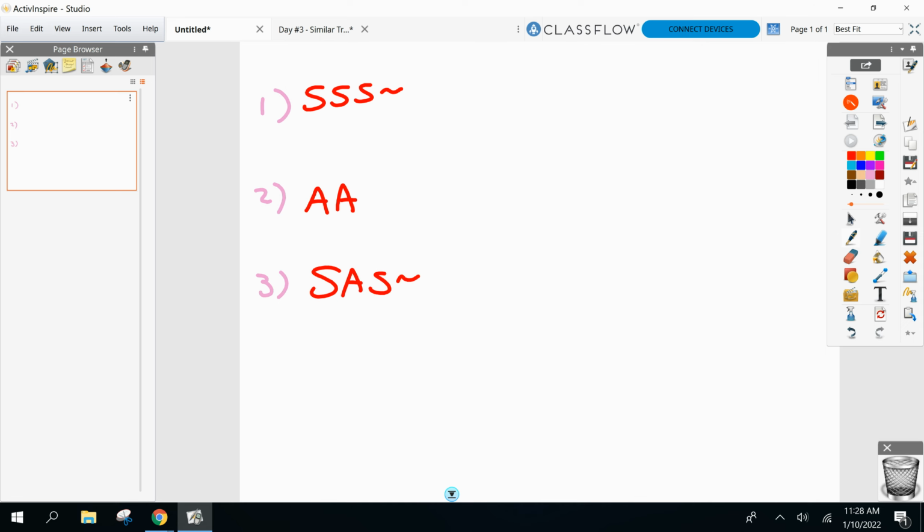All right, I got good news for you guys today. Real good news. When I do a statements and reasons proof, only one of them's going to be usable. When we do side, side, side, look back in your notes if you need to. What do you need to remember about the sides?